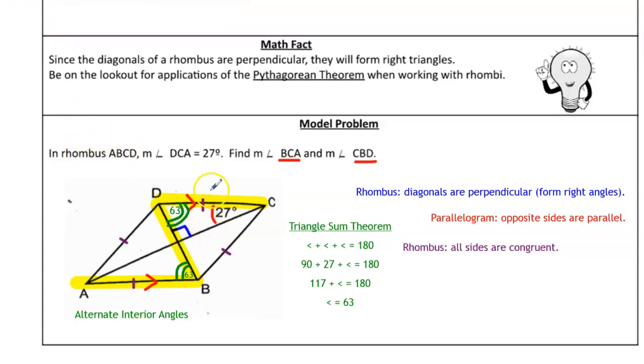So once we know the angles of one of the triangles, we can fill out all the angles in all of the other triangles. The small angle is going to turn out to be 27, the large angle is going to turn out to be 63, and that works for every single angle. Now we can go about answering the questions.